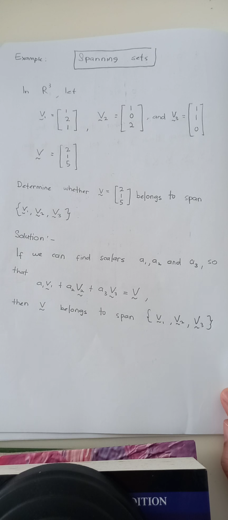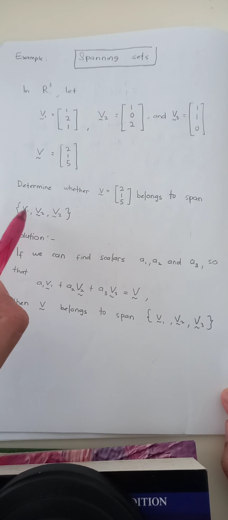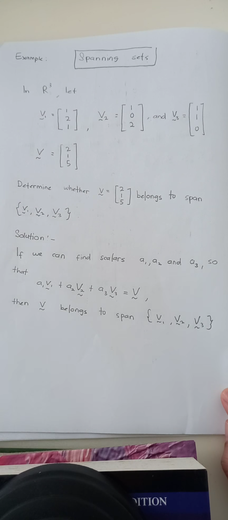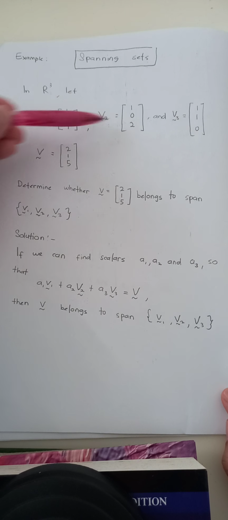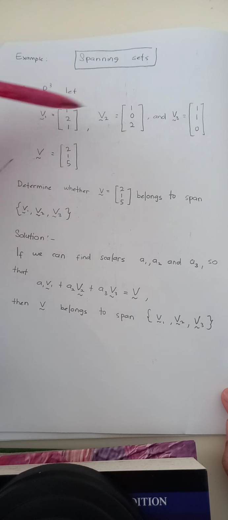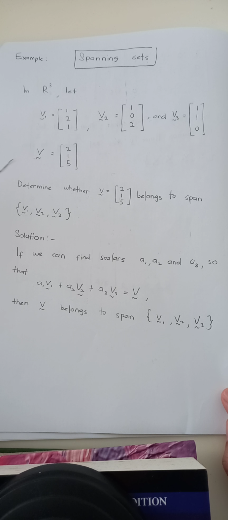Determine whether this V belongs to the span of V1, V2 and V3. Same as before, the example before. So the spanning set method, the working calculation, is the same as linear combination. It must be in this kind of form. Every V1, V2, V3 must have its coefficient or scalar, or we call it a constant.